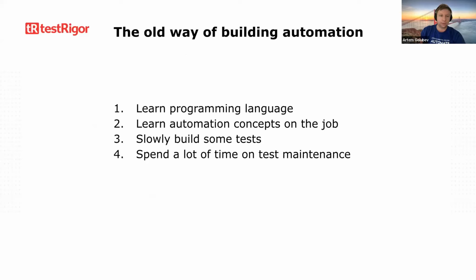So there is a little bit better way. This is the old way of how people were building automation. You have to learn a programming language. Then you need to learn automation concepts, usually on the job, and then you slowly build some tests after you set up the environment and so on. And then you will be completely full-time on test maintenance for the tests which you wrote and tests which you didn't write. Trust me, I don't believe this is fun.